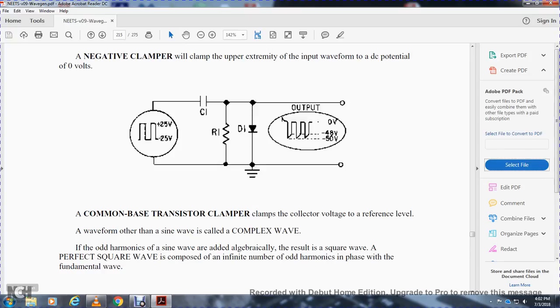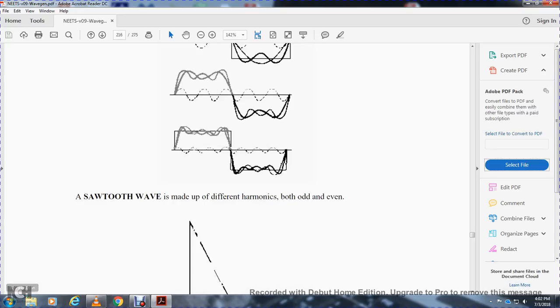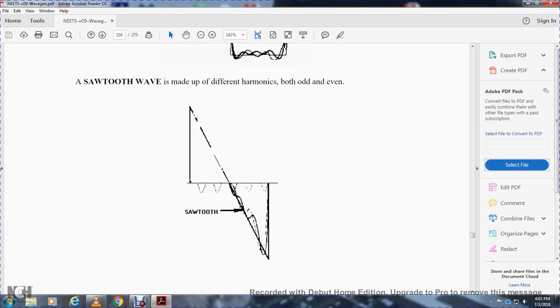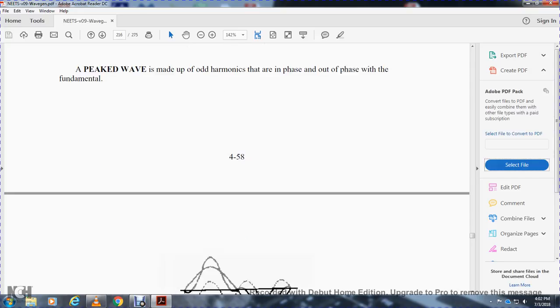In a complex wave, other sine waves, the odd harmonic sine waves, add algebraically to produce a square wave. The ideal square wave is composed of an infinite number of odd harmonics in phase with the fundamental wave. The sawtooth wave is made of different harmonics, both odd and even, and the peaked wave is made up of odd harmonics that are in phase or out of phase with the fundamental.